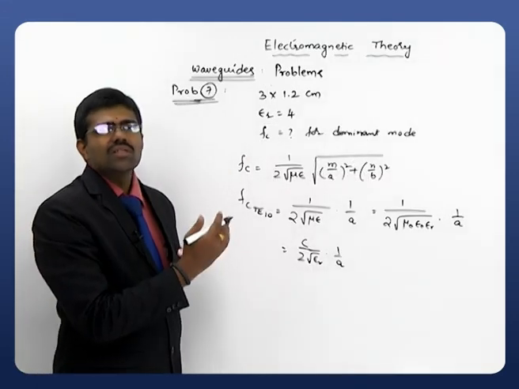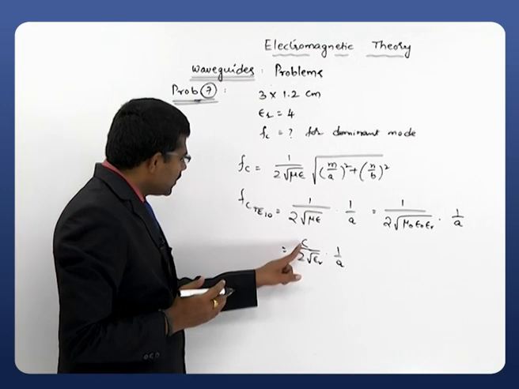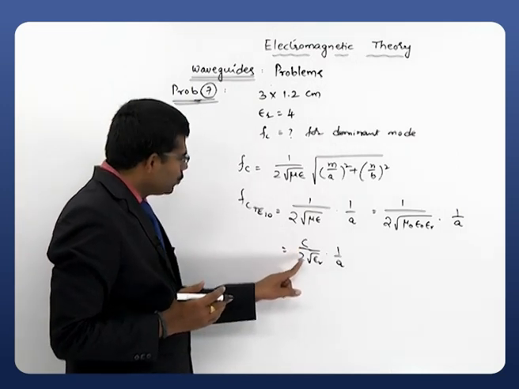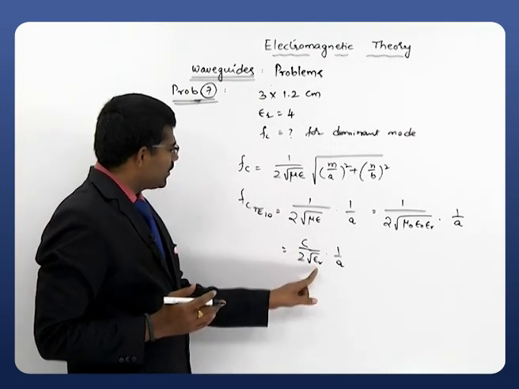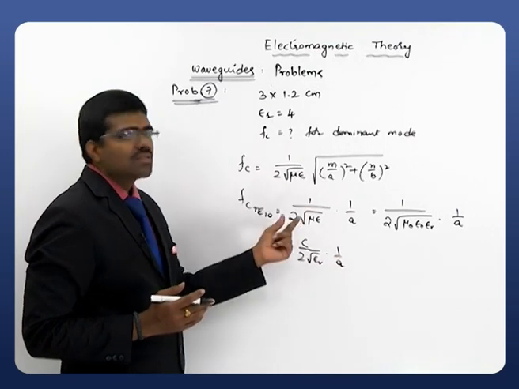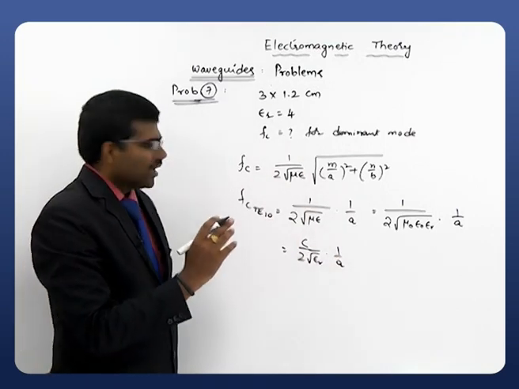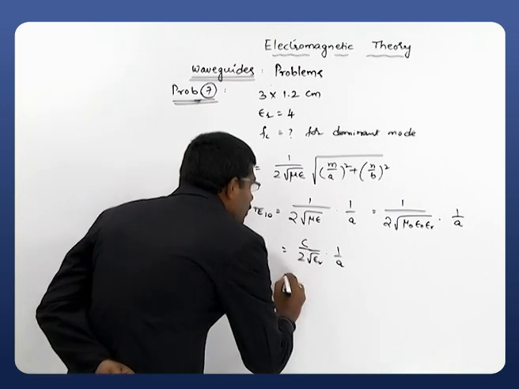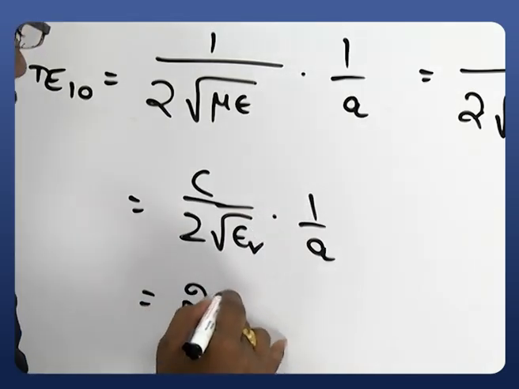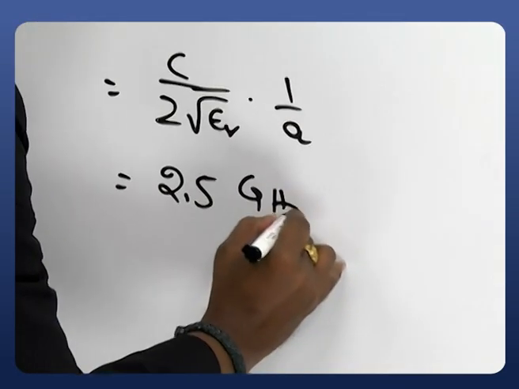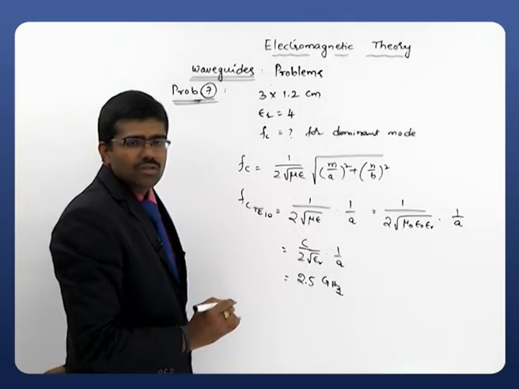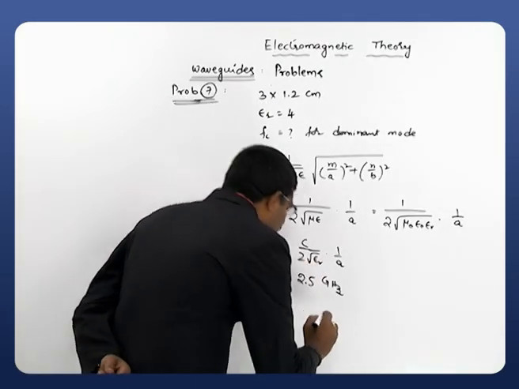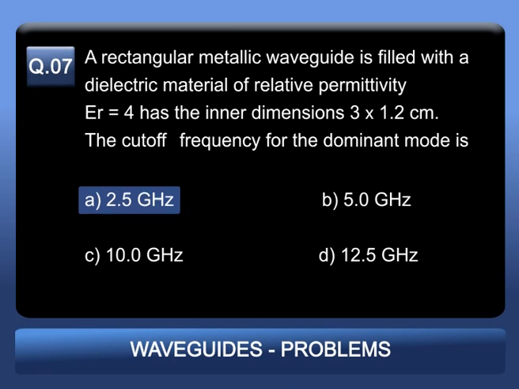Now observe, everything is available with us. C, the velocity of light, is available. 2, epsilon r is the data given to us, and 1 by a is 1 by 3. Substitute them and take a calculator, and if you calculate this, what you will get is approximately 2.5 gigahertz as the answer. So this 2.5 gigahertz is available in which option? Option A is correct.